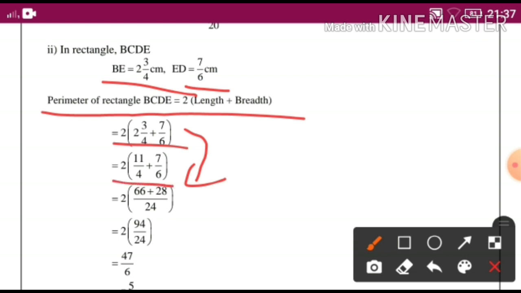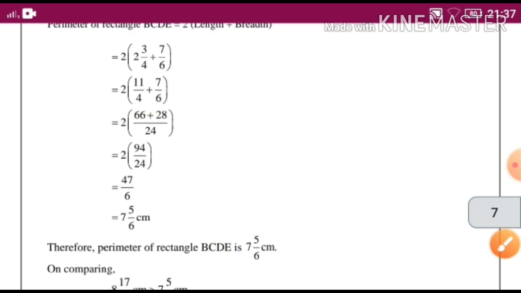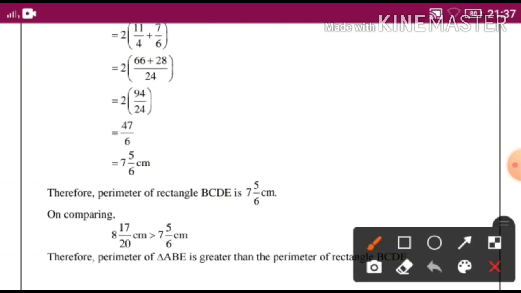Then the denominator is not the same, so first we have to make them the same. It is very important to make the denominator the same before solving. So 2 into (33 plus 14) upon 12. By adding it we get 2 into 47 upon 12. Let's multiply, then we get 47 upon 6. We can also change it into a mixed fraction, so our answer will be 7 5 upon 6 centimeters.